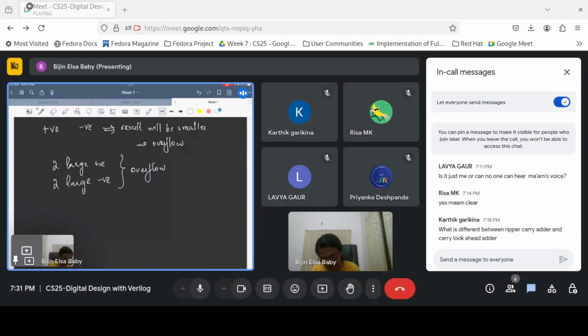For example, if I give minus 5, this is the two's complement of 5 and it is a negative number, so you have to give the sign bit as 1, then 1 1 0 0 1 0, this is the two's complement of 12 and this is the sign bit.